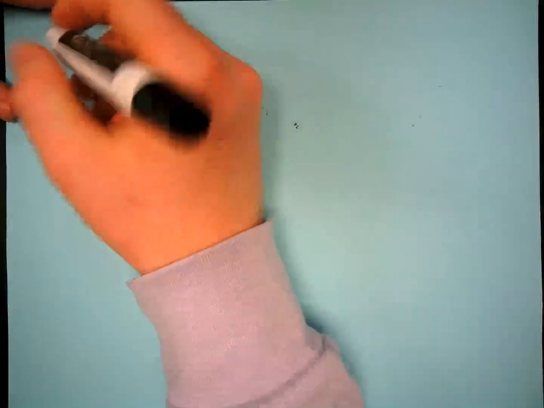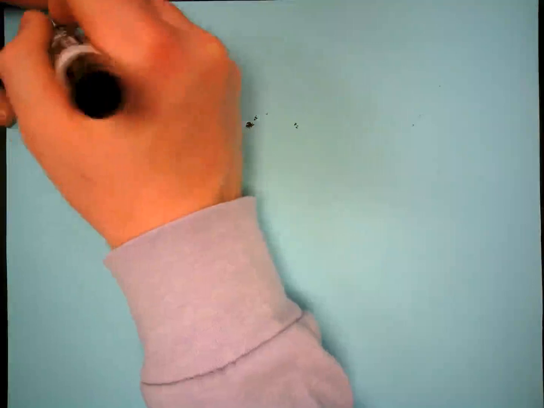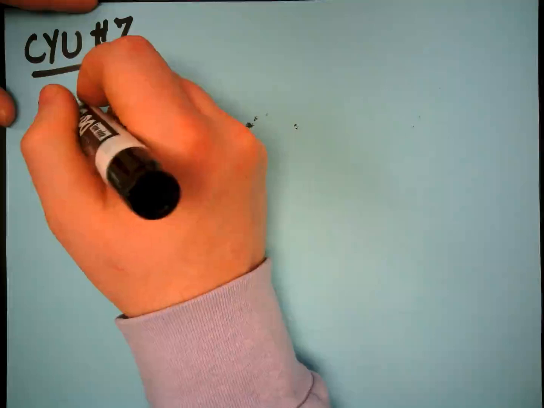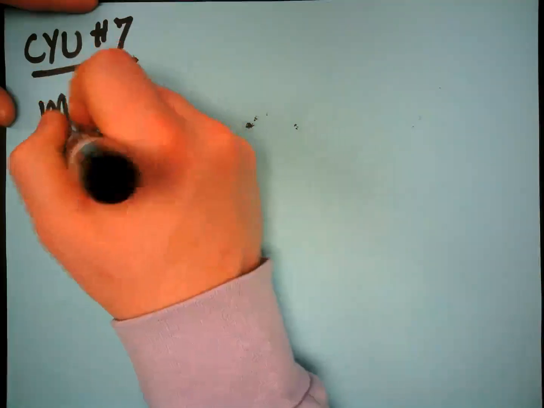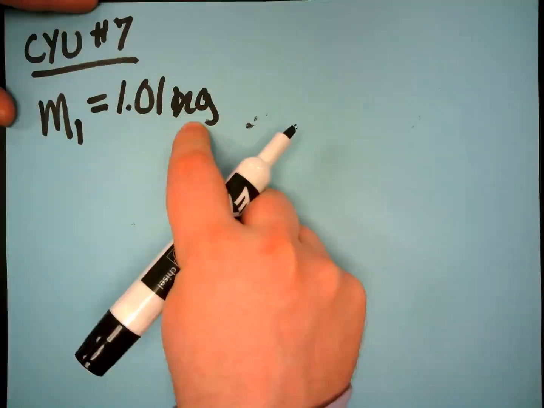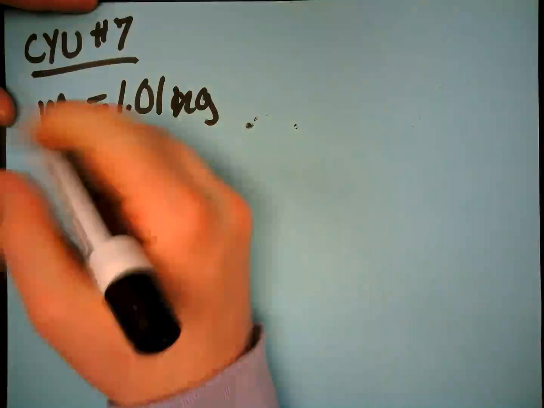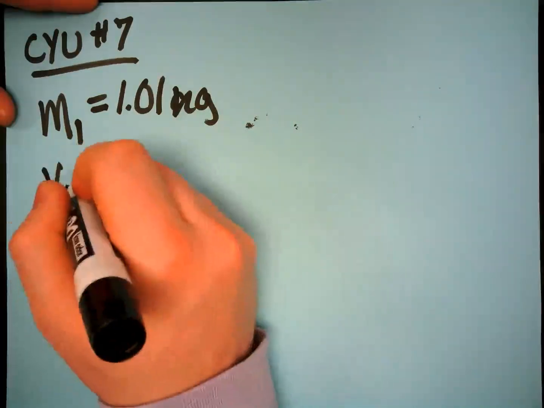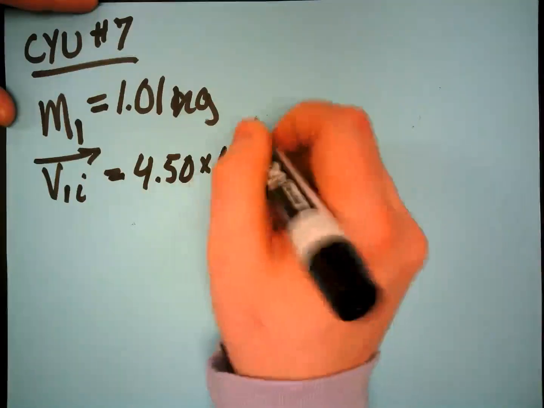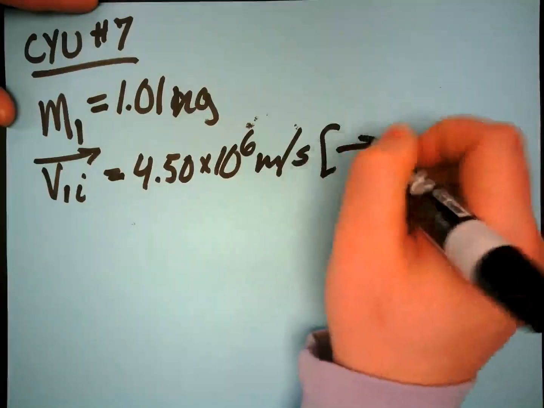Okay, and we're just going to use AMUs in place of kilograms. So we're just going to keep that. Okay, so let's check your understanding, number 7. So the mass of our first atom, we're going to say just mass 1.01. And remember, we're swapping out AMUs with kilograms. And it has a velocity initially of 4.50 times 10 to the 6th meters per second. And we're going to say it's just moving in this direction.